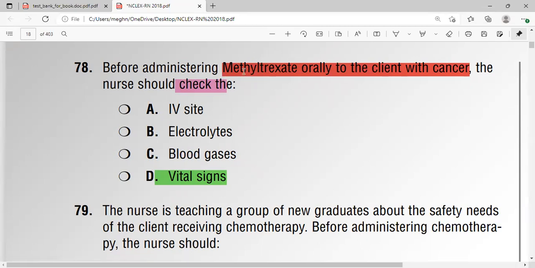It's called methotrexate. So if it is an IV infusion of chemotherapy, the nurse should check the IV site as well. But the first priority is to check the vital signs, then you can see the IV site. Answer B or answer C are incorrect because it is not necessary to check the electrolytes or blood gases.